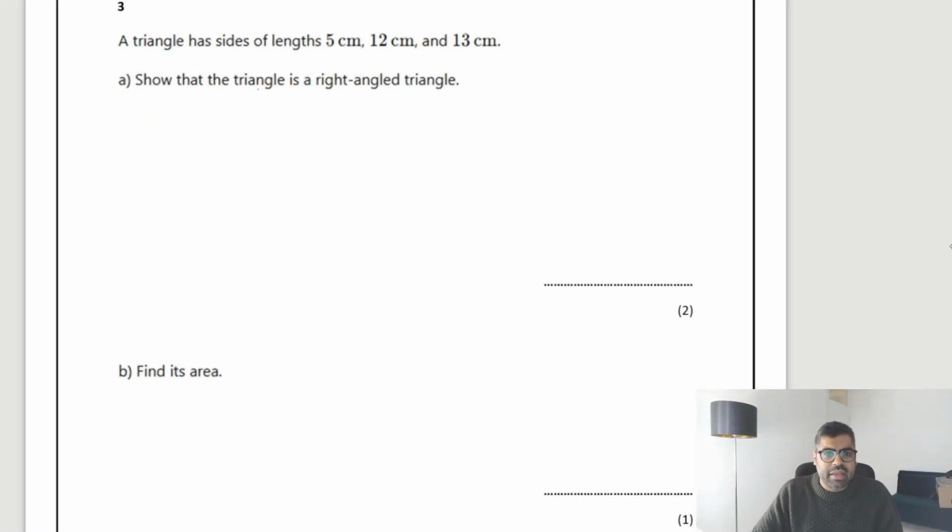So question 3, we have a triangle with sides of lengths 5, 12 and 13. Show that the triangle is a right angled triangle. In order to do this, we need to think about which formulas we have in GCSEs that involve right angled triangles. We've got Pythagoras or trigonometry. Now in this case, the only thing we're given is 3 lengths, so it's very likely they're not asking us for any angles. So it's very likely going to be Pythagoras.